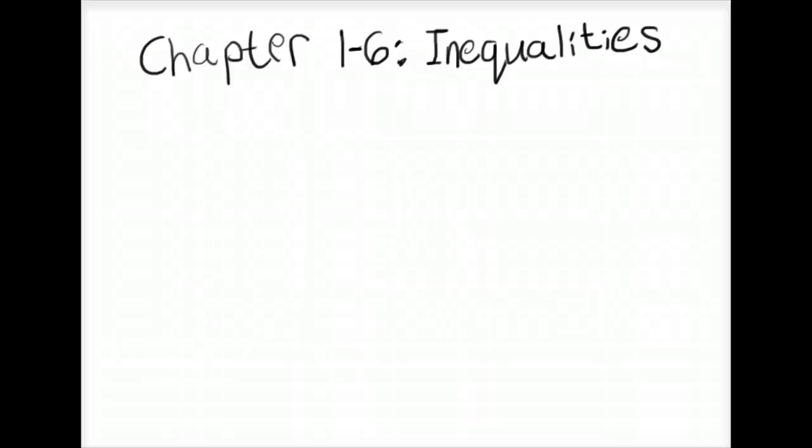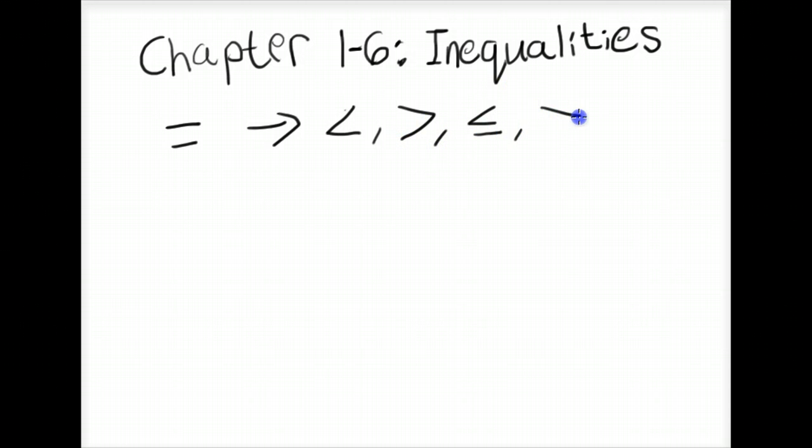So this section of the Prentice Hall Algebra 2 Trigonometry textbook is on inequalities. In an equation, let's say the equal sign is replaced by one of the order signs, which are less than, greater than, less than or equal, or greater than or equal. Then the equation becomes an inequality.